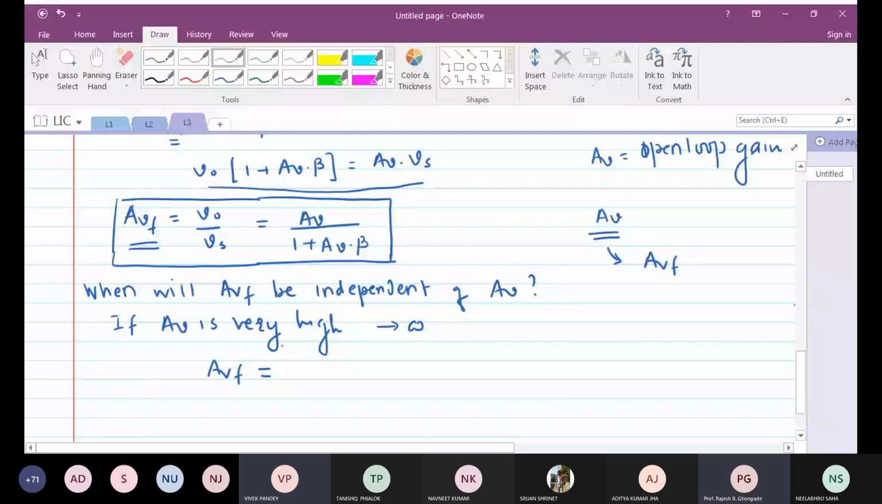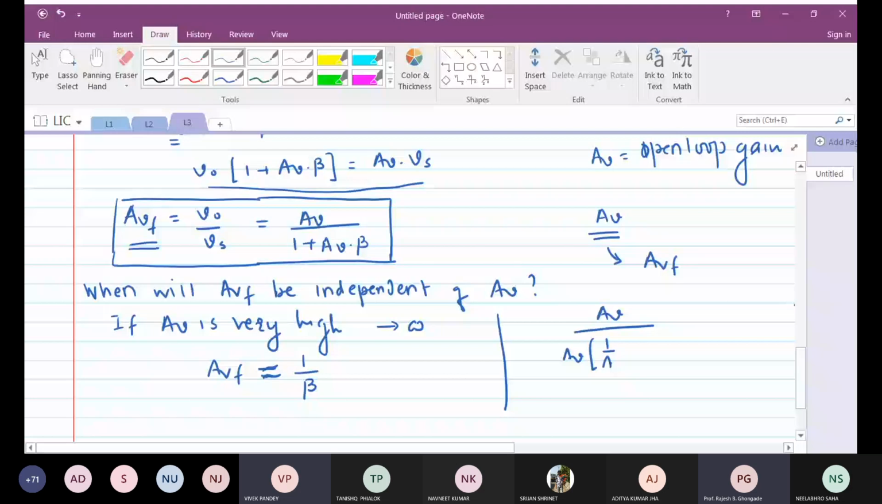If I make AV sufficiently large, I can say that approximately it is nearly equal to 1 by beta. Is this okay with all of you, or do you need any explanation? For those who have not understood this, take out AV common, 1 by AV plus beta.